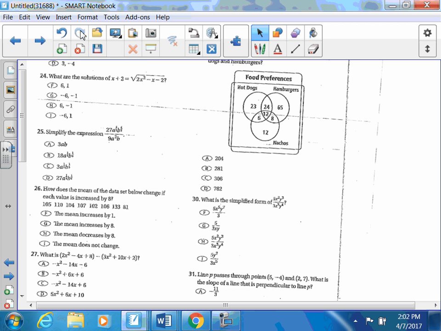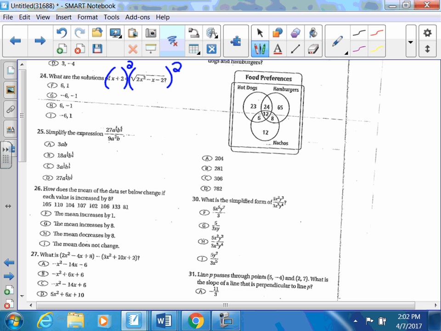Okay, 24. To solve for x, we need to get rid of the big square root right here. To get rid of that big square root, we're going to do the opposite of square rooting something. We're going to square it. So we're going to square this entire side here to get rid of the square root, but then we have to square this side.